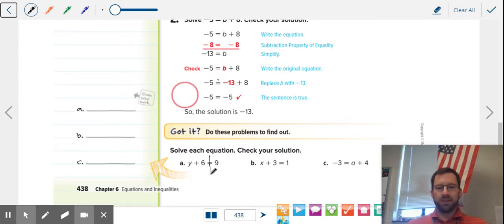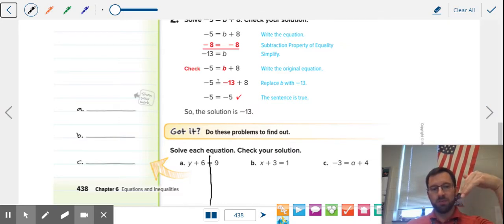With equations, I always draw a line to show that this half of the scale is equal to this half of the scale, right? Because it says it's equal right there. So y plus 6 equals 9. To balance this scale, to get the y by itself, I have to undo what's being done to the y. Currently it's y plus 6. So I need to undo plus 6. The opposite of plus 6 is minus 6. So we're going to take away 6 from this, and if I do it to one side, I need to do it to both sides.